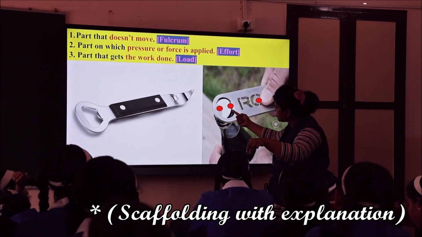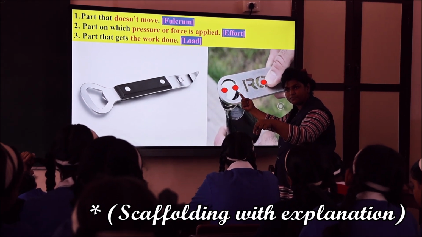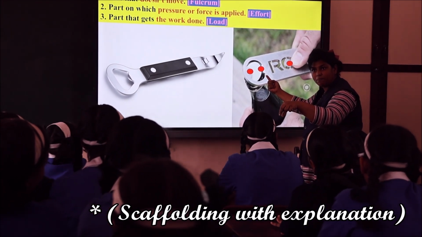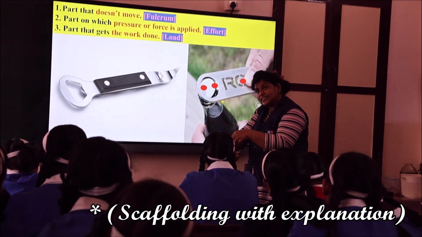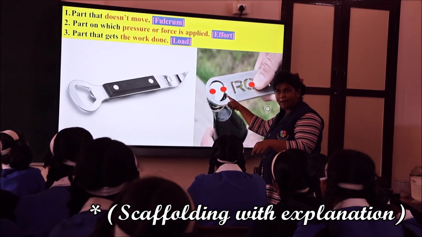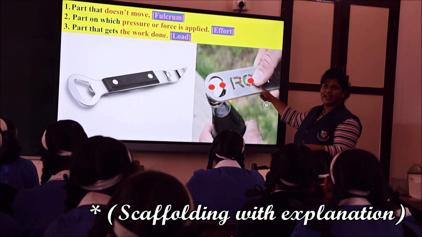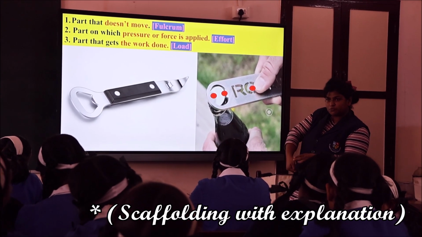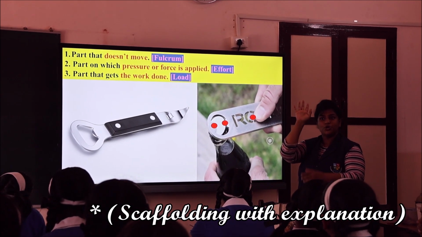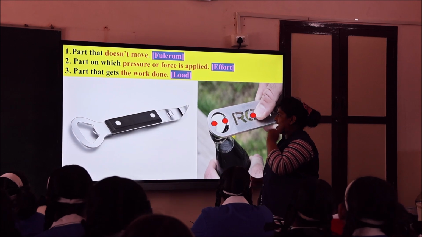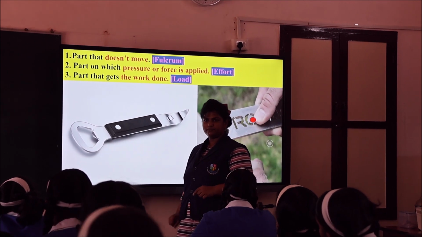There's another part which is kept beneath the cap. And that's the part which is getting the work done. That is, it is lifting the cap. And here's the handle, here's your hand which is putting the pressure upwards. Understood? So now you tell me, where is the fulcrum?